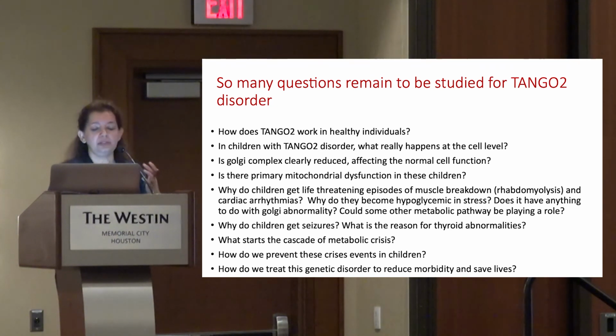And why do these children get life-threatening episodes of muscle breakdown and cardiac arrhythmias? Why do they have hypoglycemia in stress? Could there be other metabolic pathways that could be playing a role? Why do children get seizures? What is the reason for the thyroid problems? And what starts the cascade of the metabolic crisis? Like, where can we stop it? What happens first? And how do we prevent these crises?